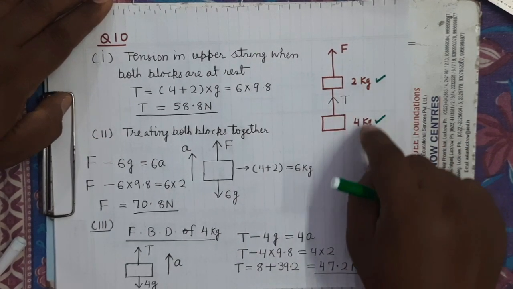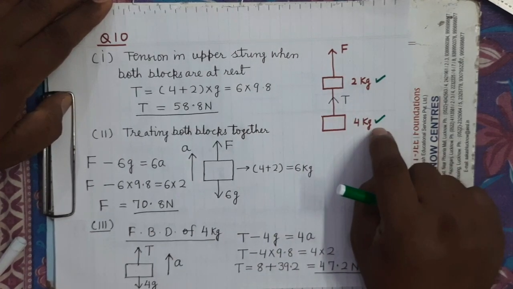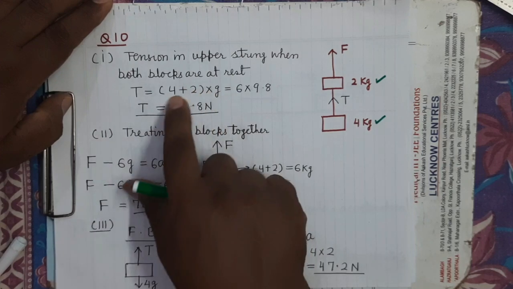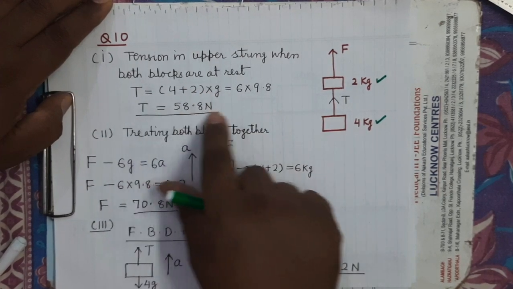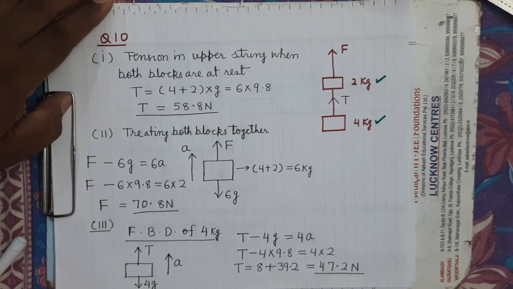So we can treat both the blocks as a single block. So what is the total mass? 6 kg. What will be the weight? It will be 6 into g, m into g, that is 6 into 9.8, that is 58.8 Newton. It is clear. This will be the tension.